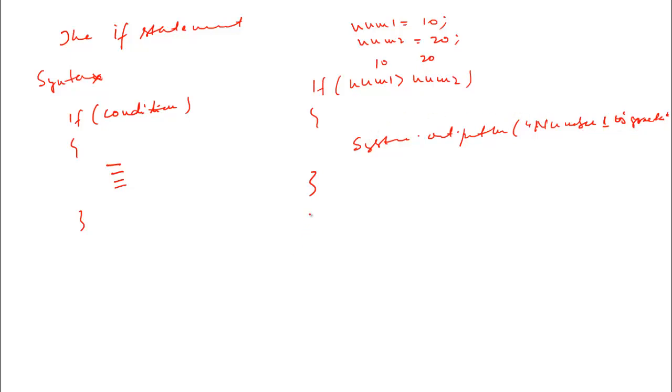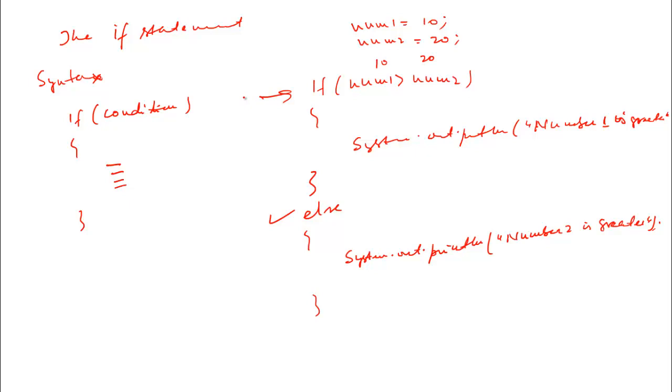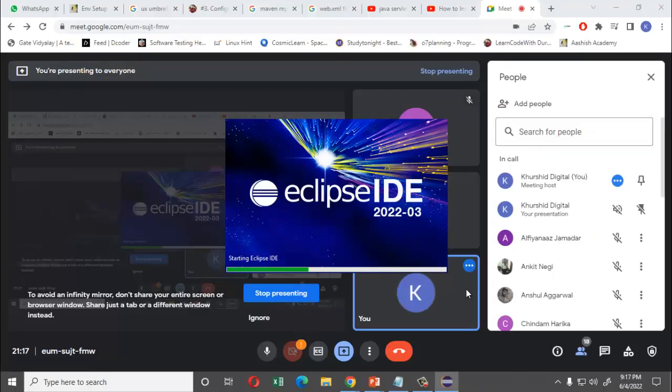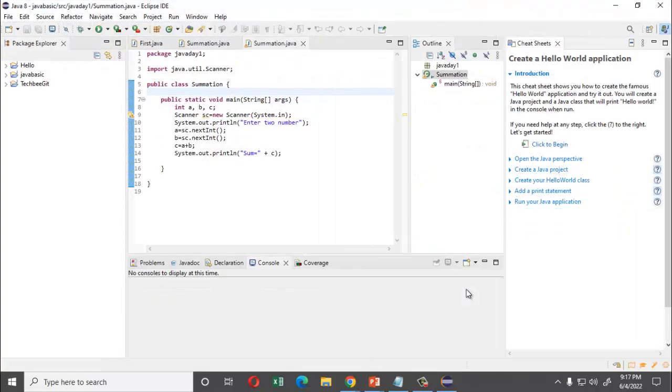So what should I do? We have to put an else statement here, so there is an if and else statement, and then I have to write System.out.println, "number 2 is greater". So this is how we will do this. If this is false, then this will become true, and if this is true, then obviously this becomes false. So only one condition will be true or false, for certain conditions.